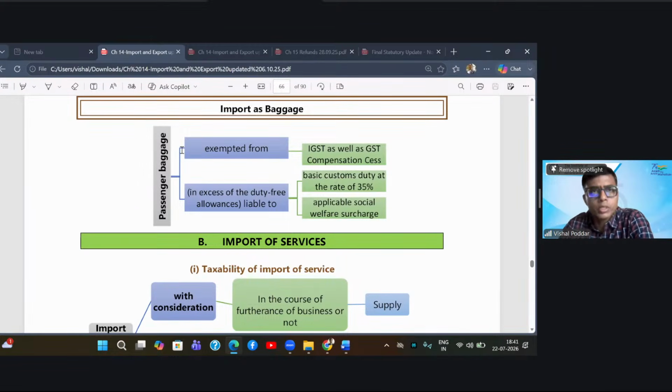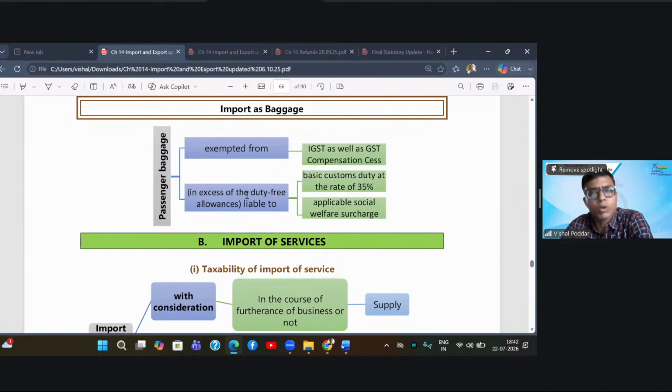Now, what are the provisions under the GST law and the customs law relating to baggage? Whenever you have brought in your personal goods, which are part of your baggage, they are exempted from IGST and the GST compensation cess, in case there is no excess amount over and above the duty-free allowance. So when I'm saying it is exempt up to a certain limit, thereafter the customs law says we will be taxing them.